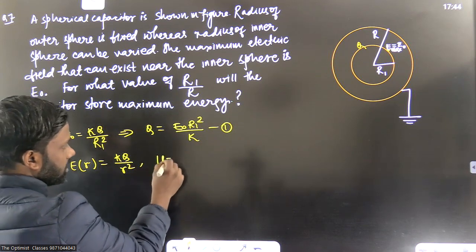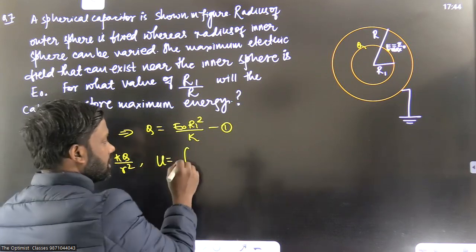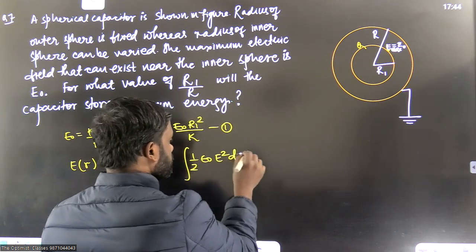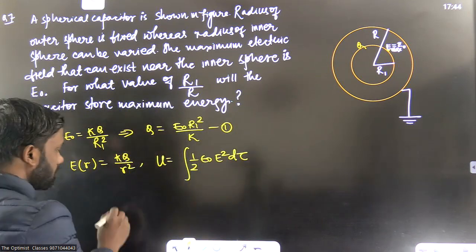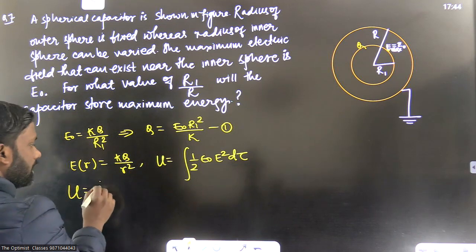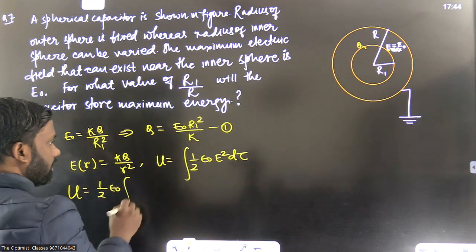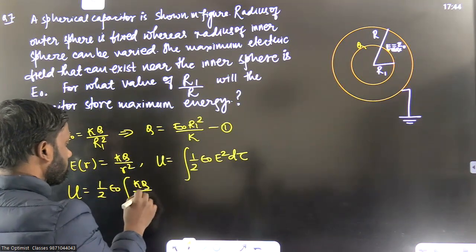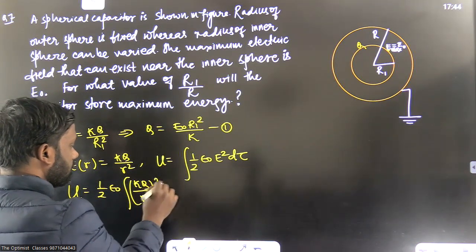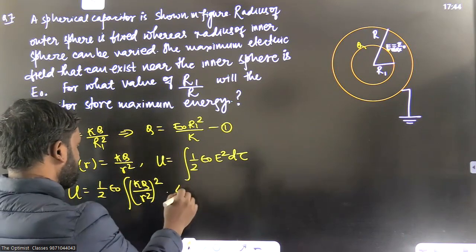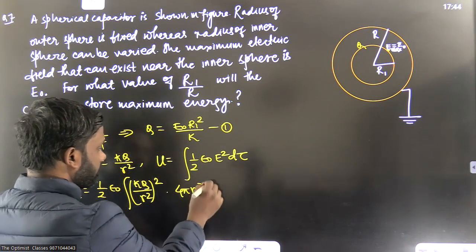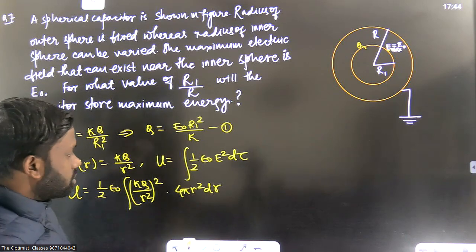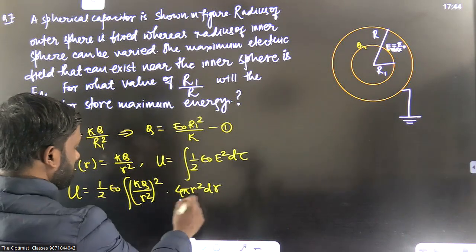So you can calculate energy stored in the capacitor as U = 1/2 epsilon naught E square d tau. Let's put the value of E, which is KQ by R square, whole square, and d tau will be equal to 4 pi R square dr. Because there is spherical symmetry, integration on theta and phi gives us 4 pi R square.